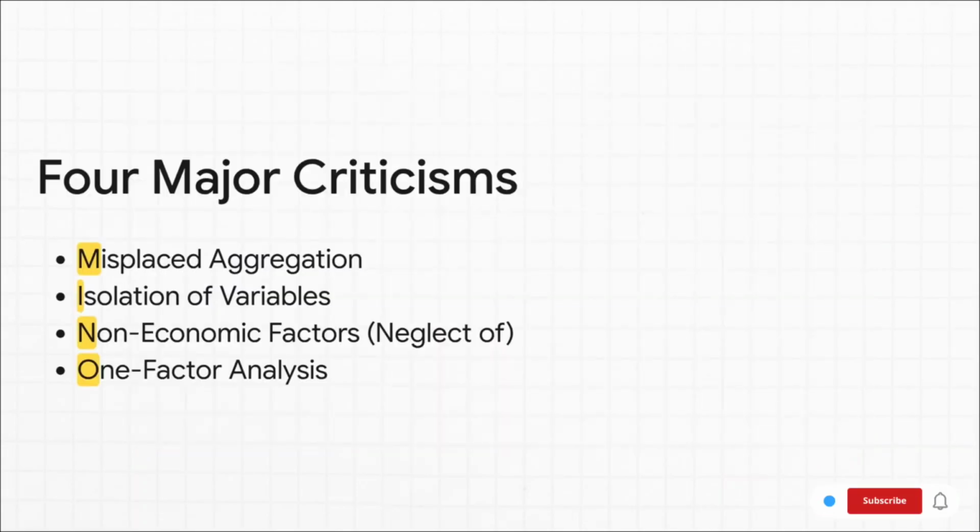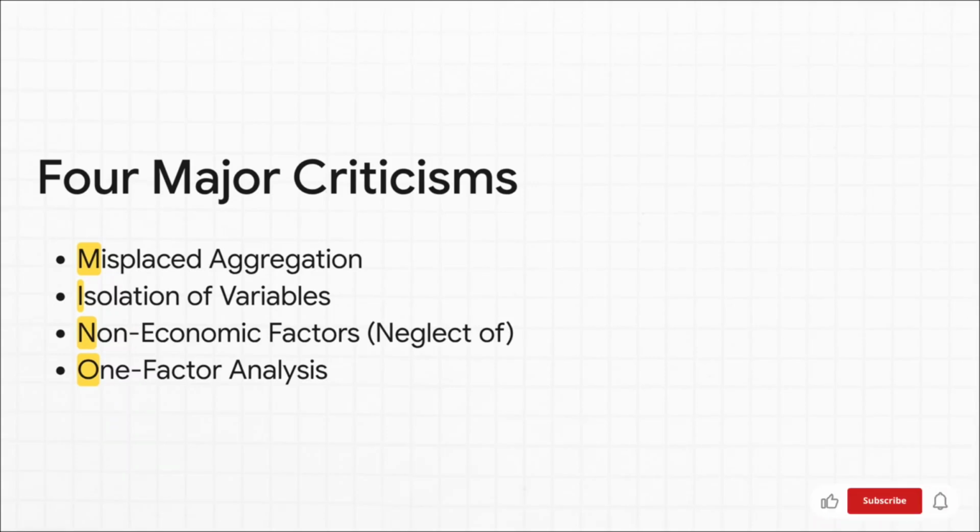And hey, you guessed it, we've got another killer mnemonic to help you remember these criticisms for your exam. Just remember the word MINO. M is for misplaced aggregation. That's a fancy way of saying the models oversimplify things, lumping complex realities into one single number.